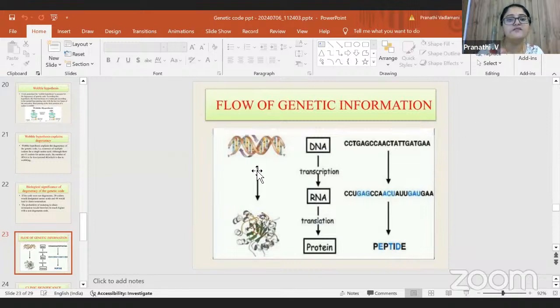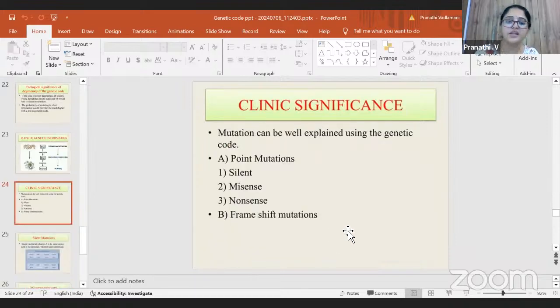So how is the genetic information flowing? We have DNA in our cells, and this DNA has to get transcribed. DNA has nucleotides, and this causes the formation of mRNA. DNA is being transcribed to mRNA. This mRNA is then read by a process called translation to cause protein synthesis. Proteins are made up of peptides, and peptides are made up of amino acids. So proteins are basically made up of amino acids.